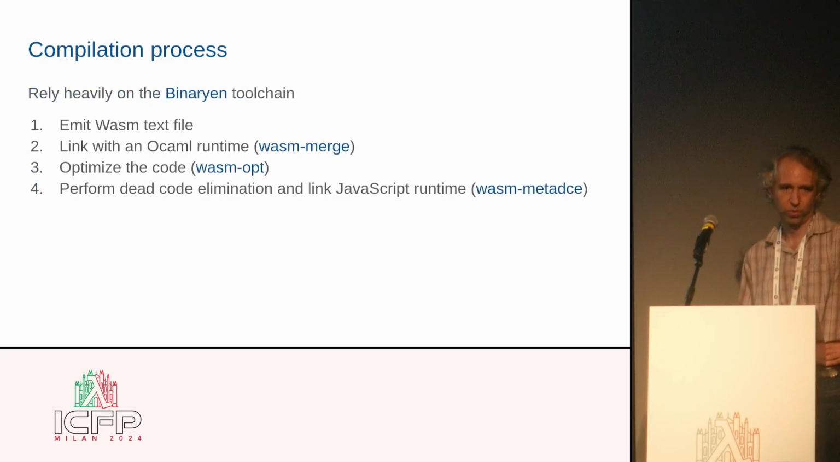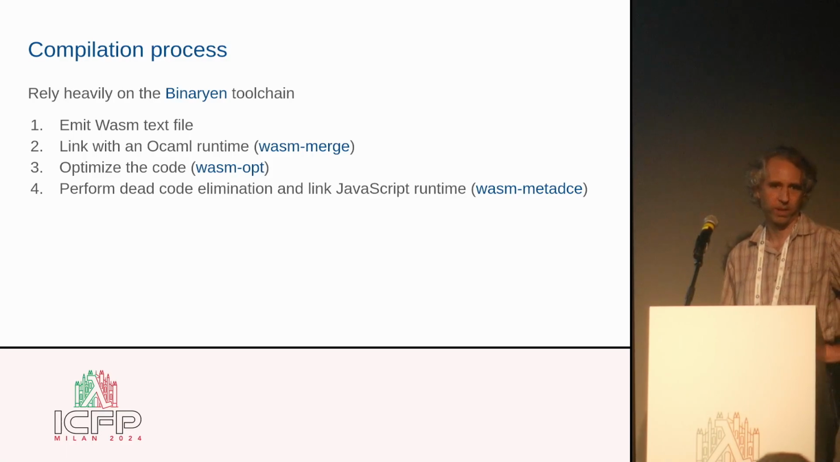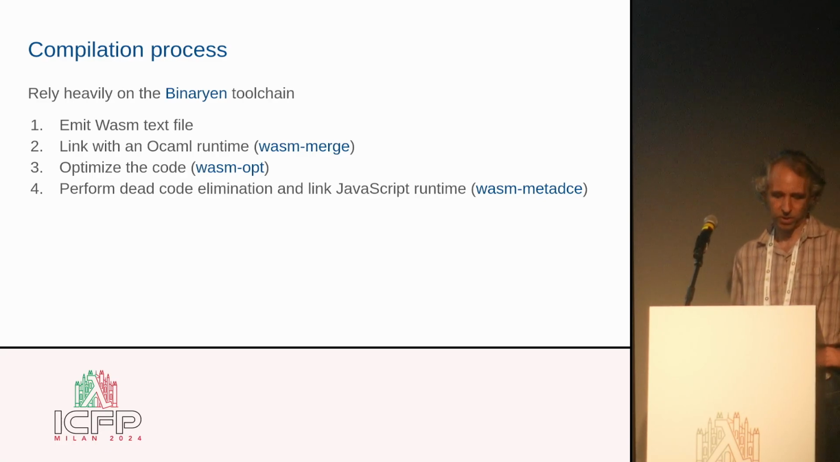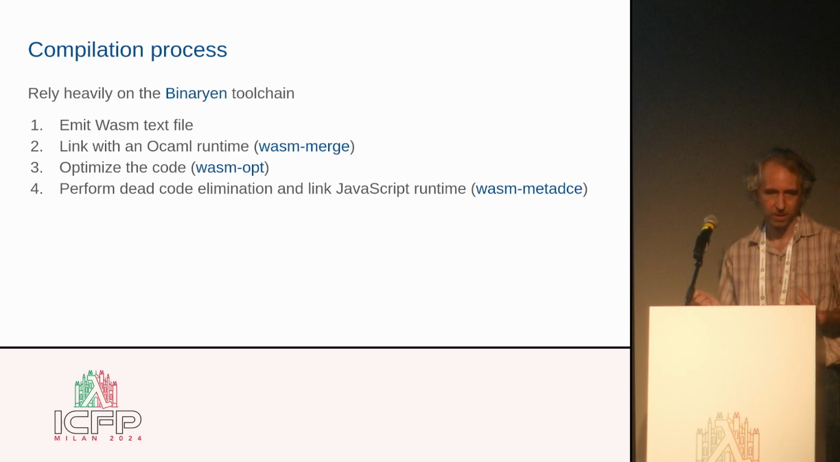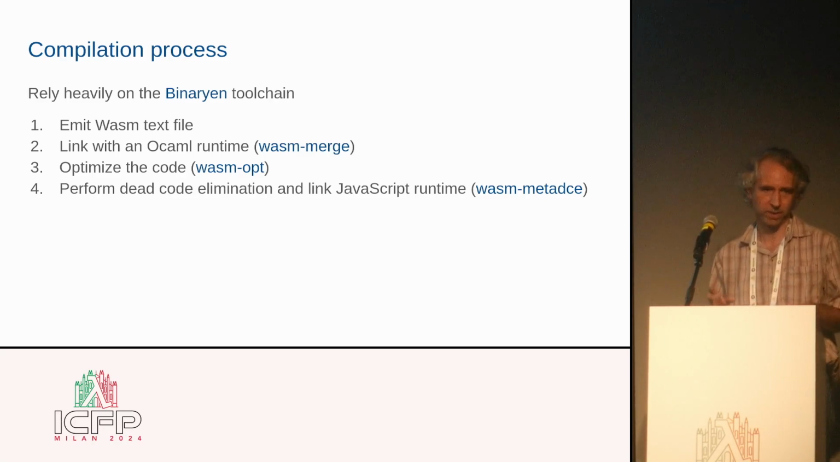The compiler relies heavily on the Binaryen toolchain, which is a series of tools to manipulate WASM code. So WASM-OCaml will generate some WASM text file, which is linked using wasm-merge with the OCaml runtime. Then the code is optimized with wasm-opt. And wasm-metadce is used to perform dead code elimination. I'm also using it to know what JavaScript code needs to be linked together with the WASM code.